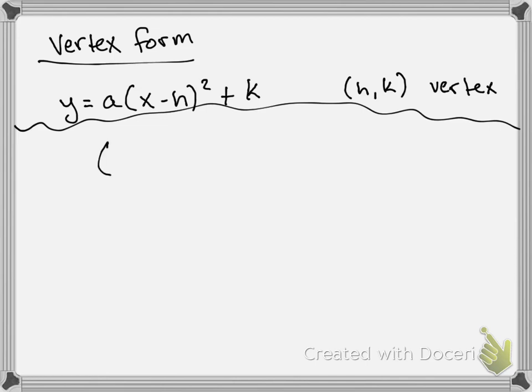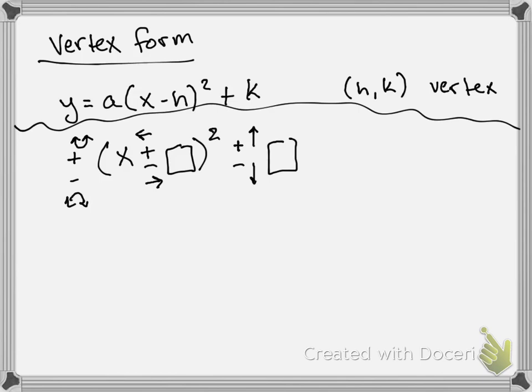I know that a still tells me if it opens up or down. So that a in front, positive tells me that it opens up. Negative tells me it opens down. I also have x plus or minus some number, h. If it's plus, you move it to the left. Minus, you move it to the right. I'm kind of doing some hieroglyphic emoji looking stuff right now. Plus or minus on the outside, a number. If it's plus, you move it up. If it's minus, you move it down.